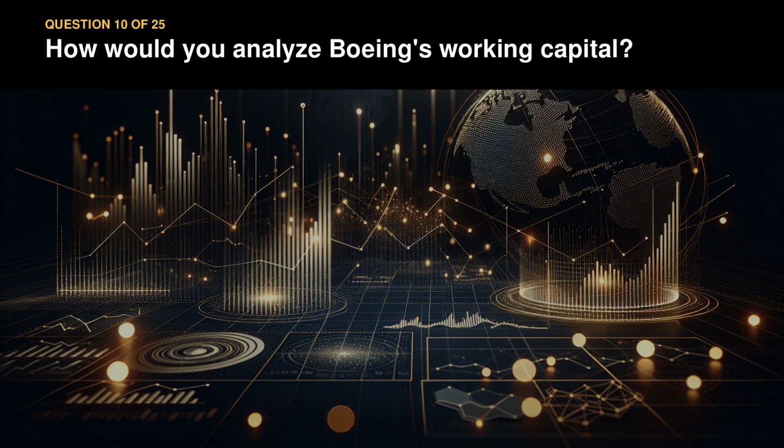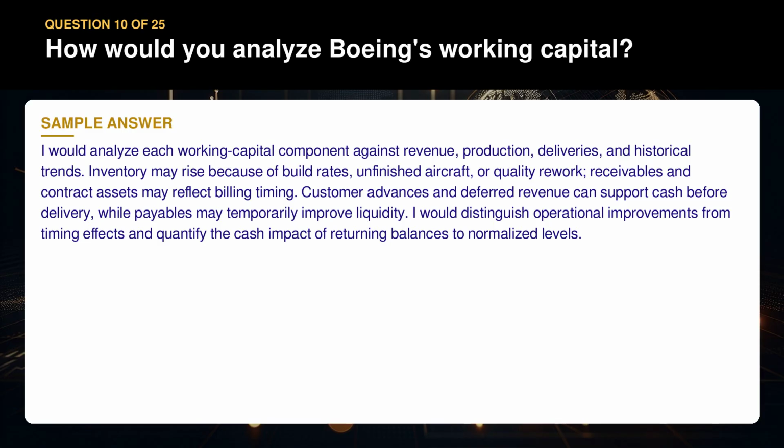Question 10. How would you analyze Boeing's working capital? I would analyze each working capital component against revenue, production, deliveries, and historical trends. Inventory may rise because of build rates, unfinished aircraft, or quality rework. Receivables and contract assets may reflect billing timing. Customer advances and deferred revenue can support cash before delivery, while payables may temporarily improve liquidity.